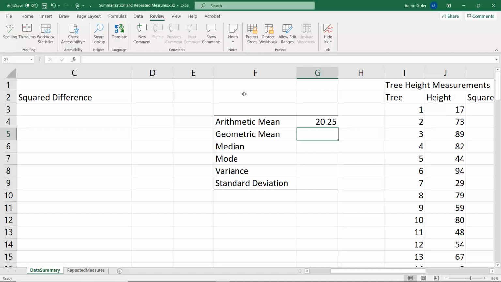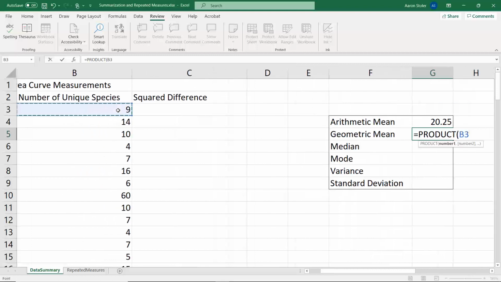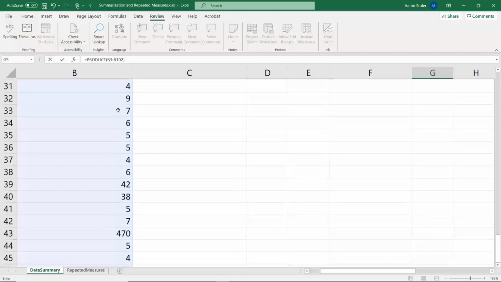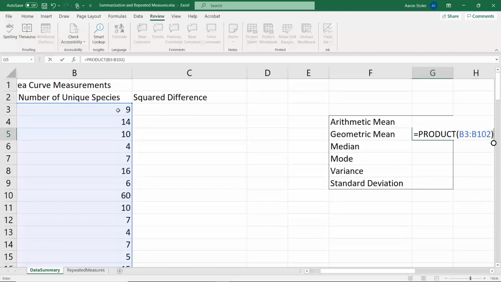The geometric mean is a little bit different. The geometric mean is the product of all of these values, so all of these values multiplied by each other, to the nth root. Just like we say the square root, we say the nth root. So you will do the product, and then raise it to 1 divided by the number of replicates, which is 100. That's saying to the 100th root, just like 1 over 2 would be the square root. This is to the 100th root.